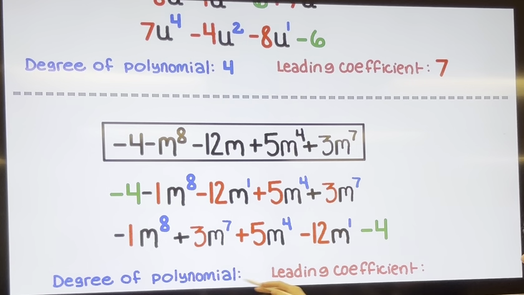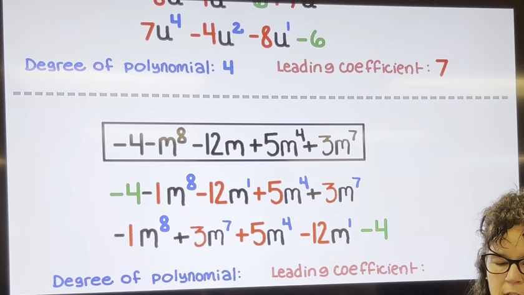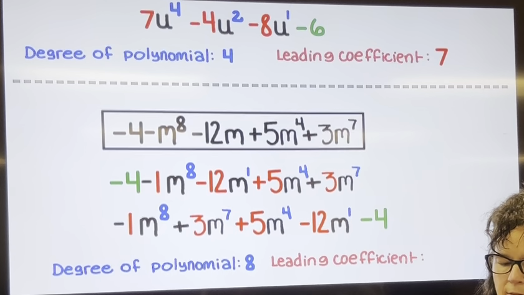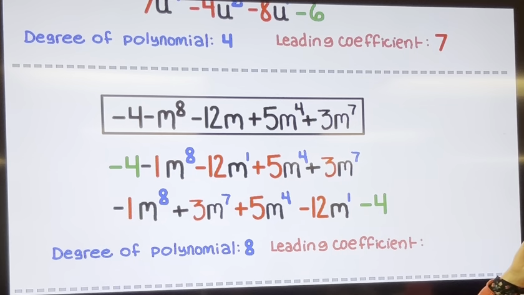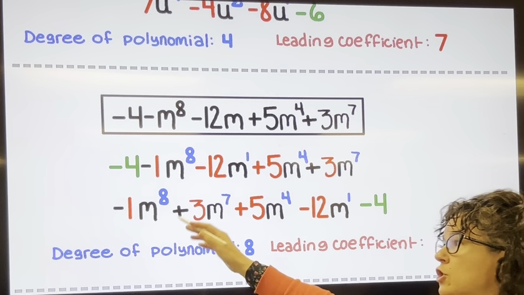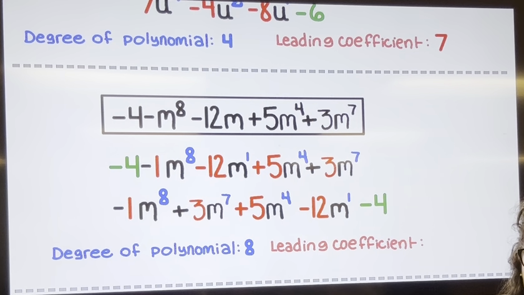So the degree of the polynomial is the largest exponent, so that's 8. And then the leading coefficient is the coefficient that goes with that largest one, so that is -1.